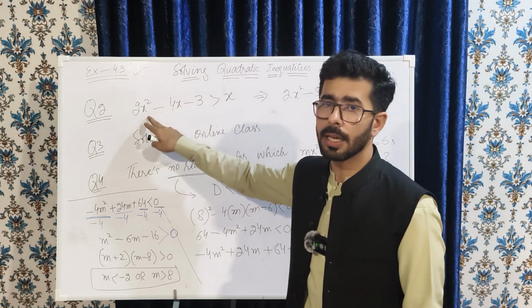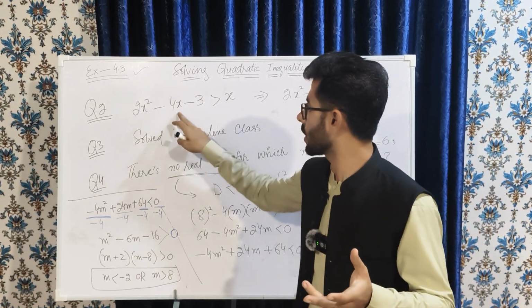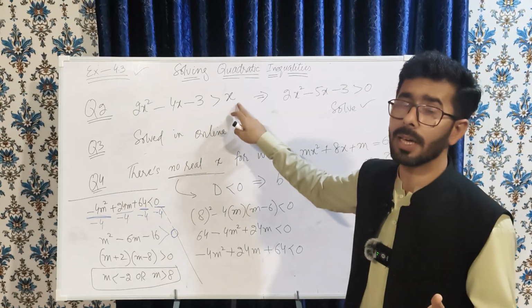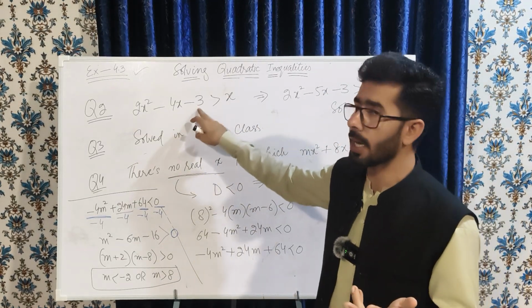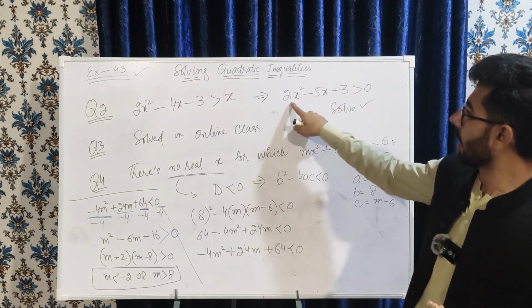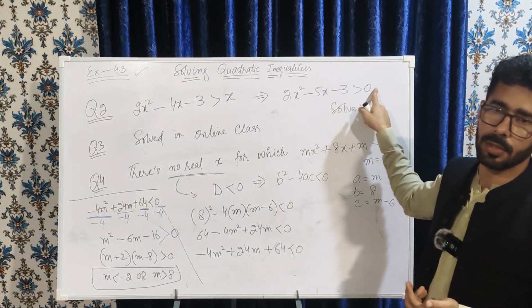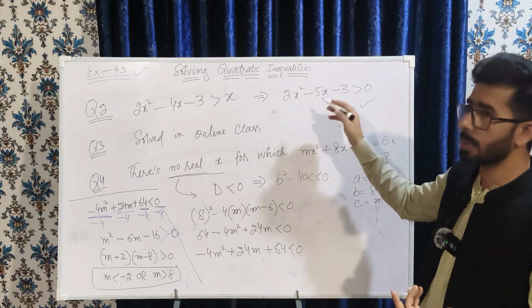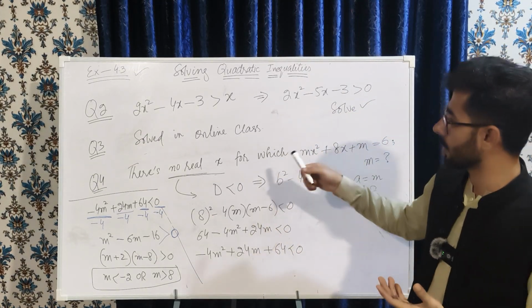Question number 2 says solve for values of x, or the range of x, where 2x squared minus 4x minus 3 is bigger than x. So it's a very simple inequality. We just take x on the left side, so we will have 2x squared minus 5x minus 3 bigger than 0. It's so simple. You can split the middle term, break it into factors and then solve it.